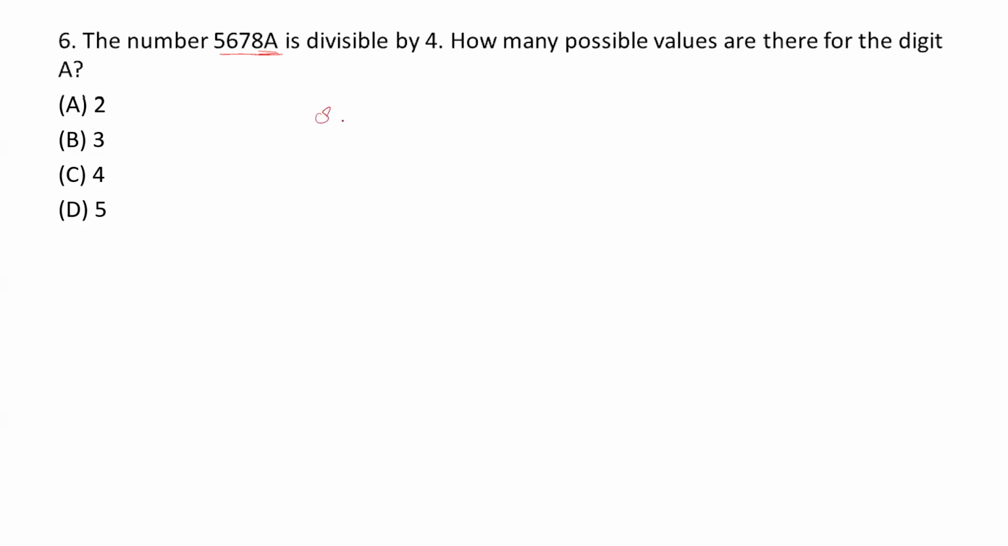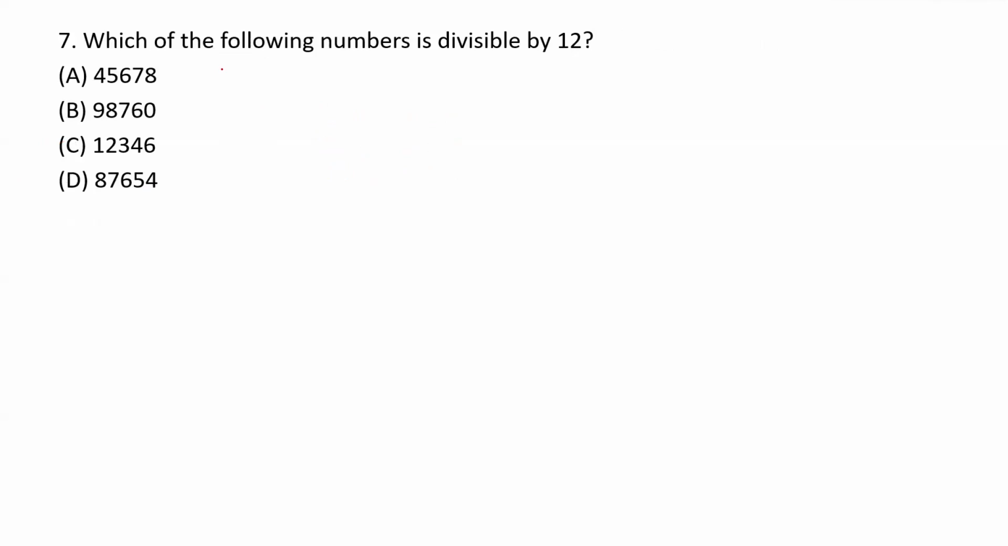So with 8, what you have to put so that the number is divisible by 4? You know that 80 is divisible by 4, 84 is divisible by 4, and 88 is divisible by 4. It is pretty simple. It will be 20, 21, 22. So 3 possibilities. There is no other number which can make the last two digits divisible by 4. So 3 possibilities.